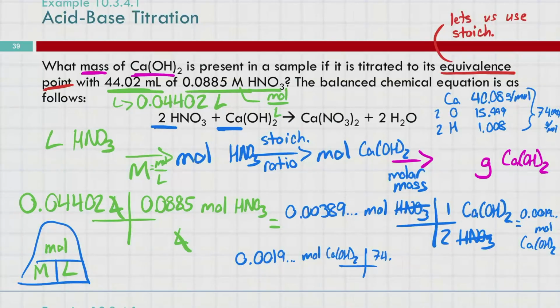So multiplying our moles by our molar mass, we'll get our moles to cancel. We'll be left with grams. And there were 0.144 grams of calcium hydroxide in that solution, apparently.